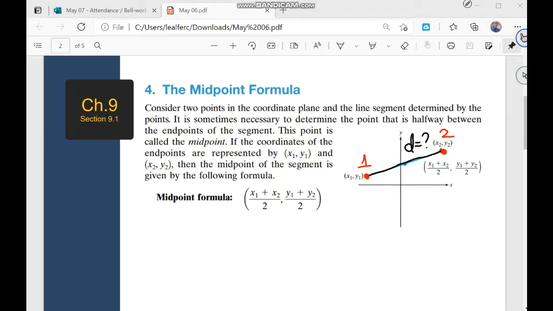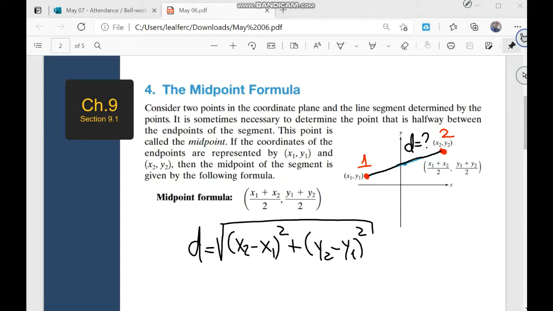Remember the formula? Let me write here just to remember. It's not a complicated formula, but a bit long. The square root of parentheses x2 minus x1 squared plus y2 minus y1 squared, the square root of this whole thing. This is to calculate the distance.